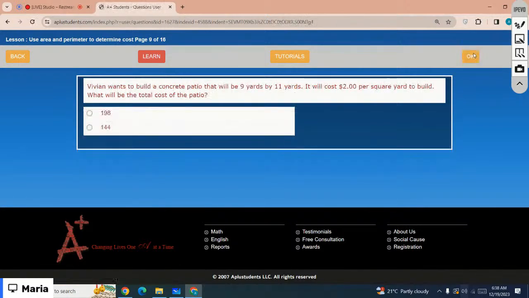Okay, the next one is: Vivian wants to build a concrete patio that will be 9 yards by 11 yards. It will cost $2 per square yard to build. What will be the total cost of the patio? Which is the correct option?